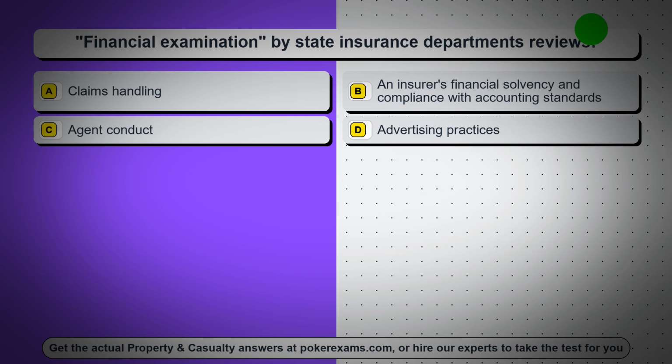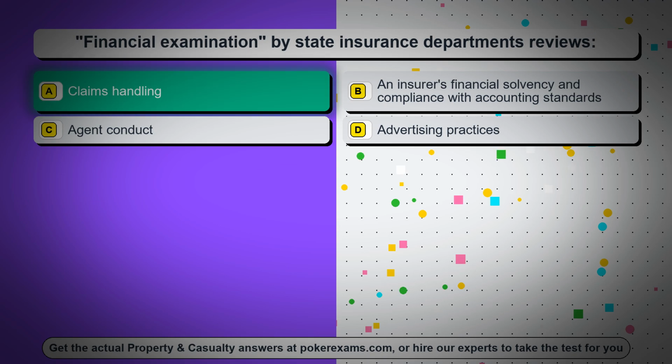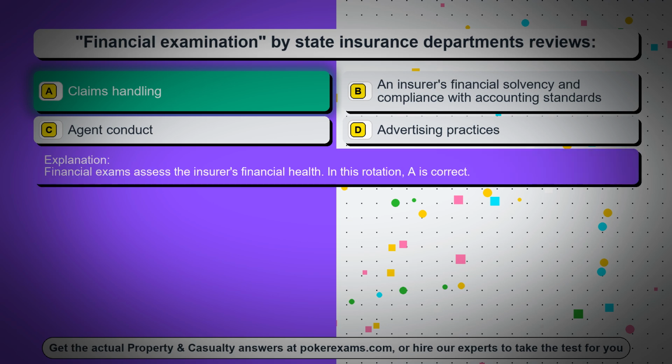Question 92. Financial examination by state insurance departments reviews: option A, claims handling; option B, an insurer's financial solvency and compliance with accounting standards; option C, agent conduct; option D, advertising practices. The correct answer is option A, claims handling. Financial exams assess the insurer's financial health. In this rotation, A is correct.